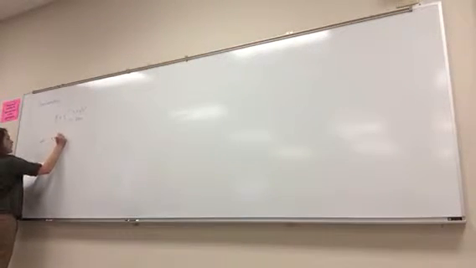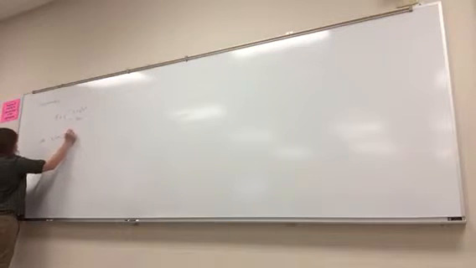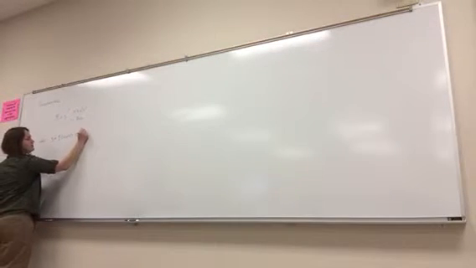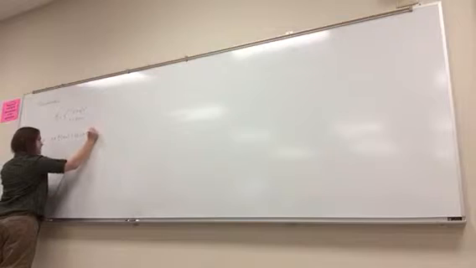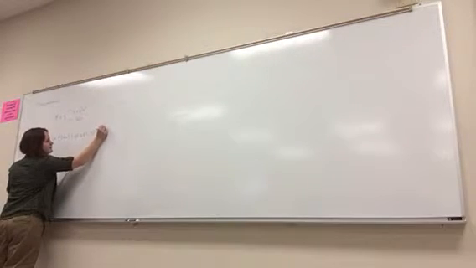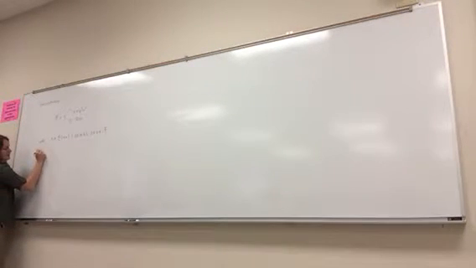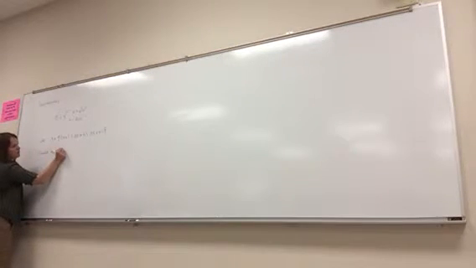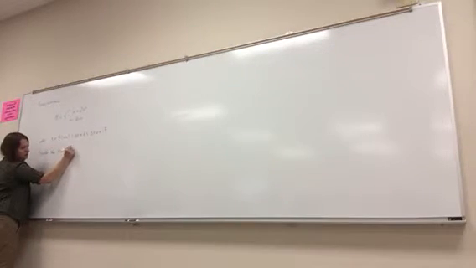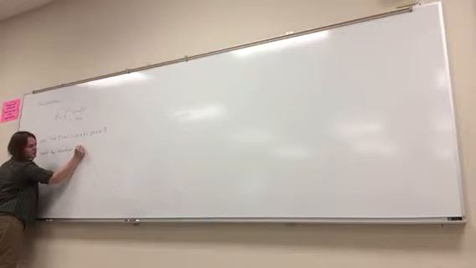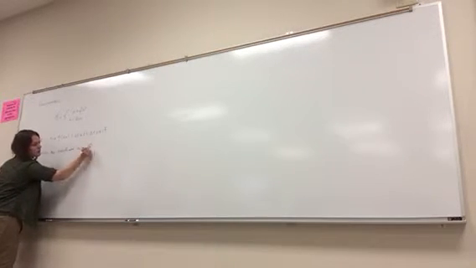S is going to be the set of all u and v, such that 0 is less than or equal to u, less than or equal to 1, 0 is less than or equal to v, is less than or equal to 1. What we want to do is sketch the transformed region, R.